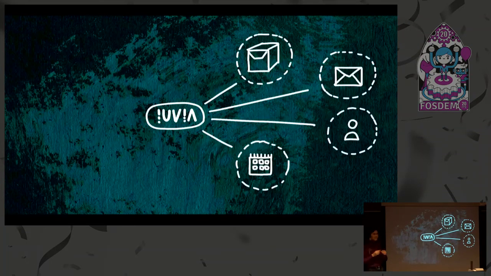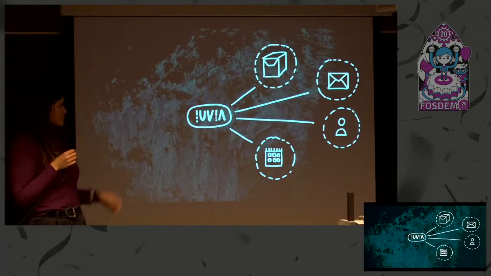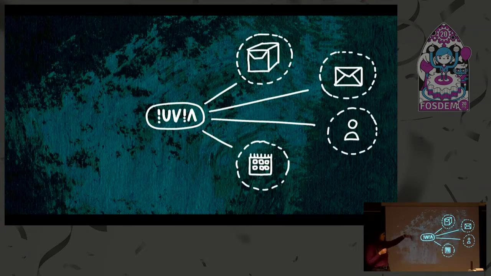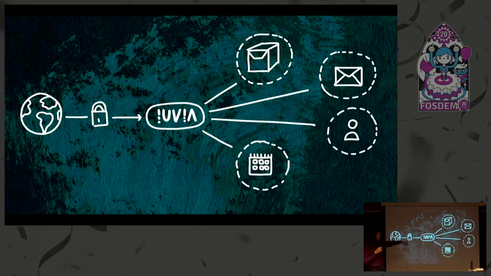So what is UVA? Our project. UVA is a physical device that everyone who wants will have in their house. You can have storage, email, contacts, calendar, or any kind of app that you can download from a decentralized marketplace. You can access the device from anywhere through a secure connection via Tor. And the intention is that everything is open, transparent, auditable, and easy to use.